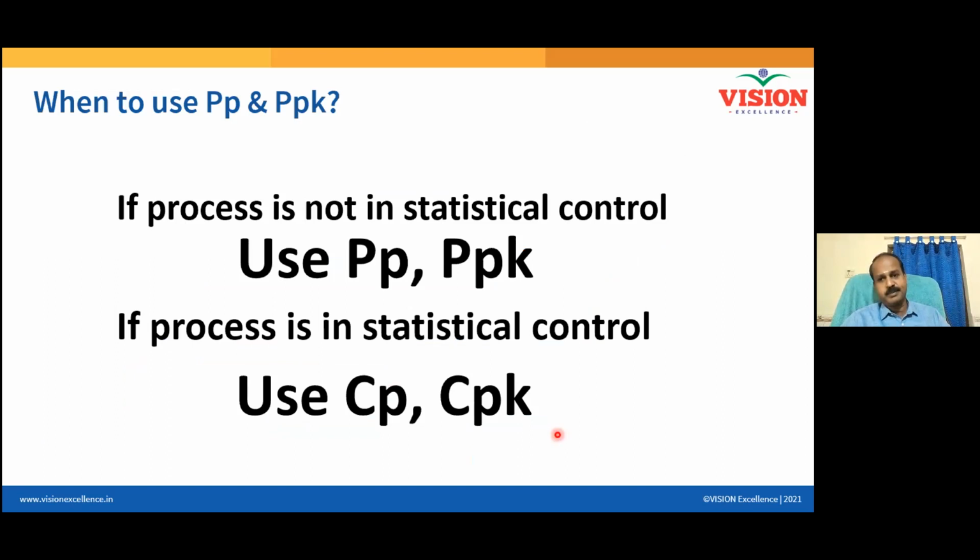But whenever your process is not under statistical control, you must calculate PP, PPK to understand your capability. And under such a situation, you should not use CP, CPK. What is statistical control? When you plot a control chart of your process, all the points should lie inside your control limit. If that is happening, you rely on CP, CPK. If that is not happening, you must calculate PP, PPK only.